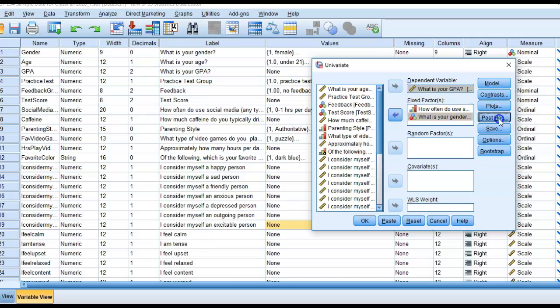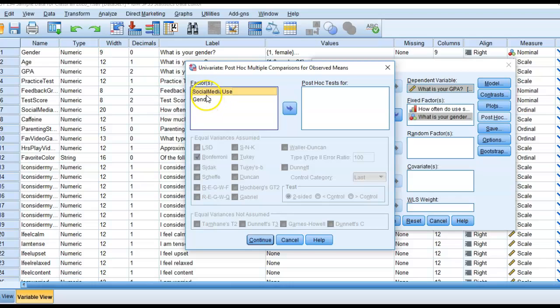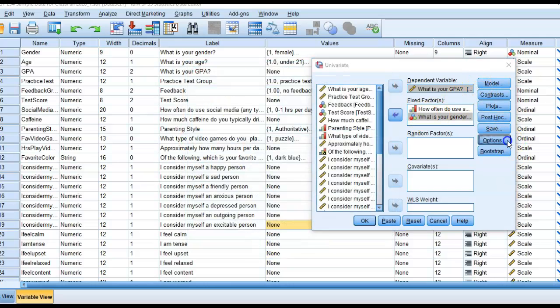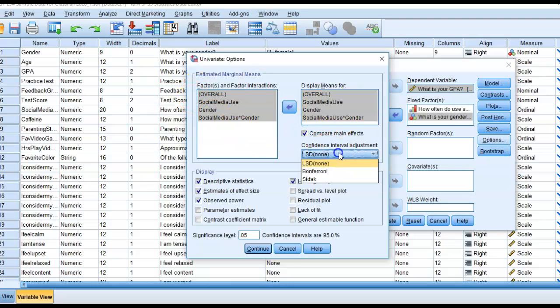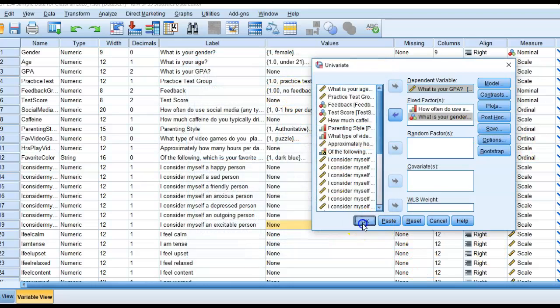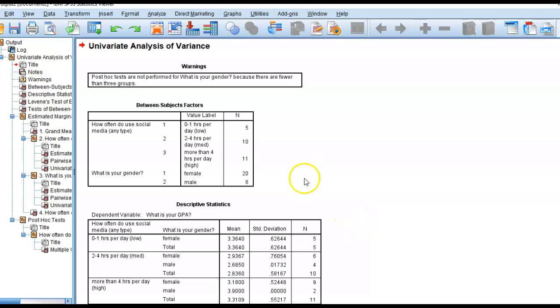You will remember that I had you selecting post hocs, or on your version it might be called EM means. So I'm just going to scooch those over. Also look under options, which is probably under EM means on yours. Move everything over and compare main effects. Make sure you have your descriptives, effect size, power, and homogeneity test selected. Then click OK, and here we have some output.